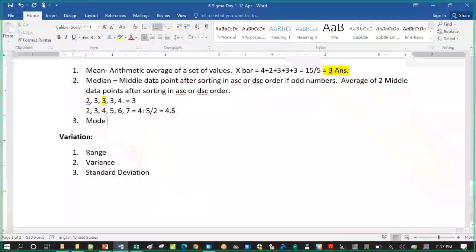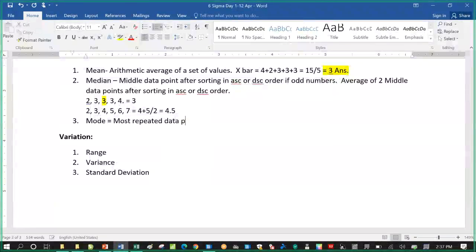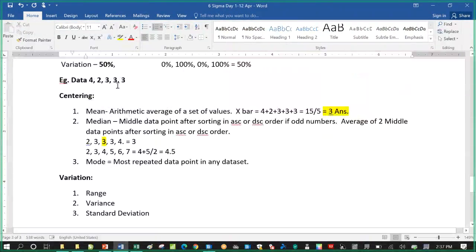Then comes mode. Mode is the most repeated data point in any data set. Which is the most repeated data point? If you see this scenario, the first example, it is 3.